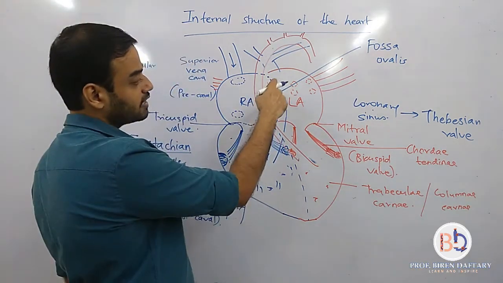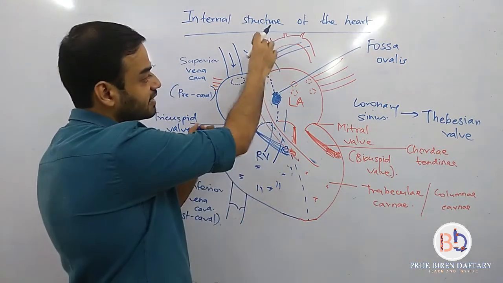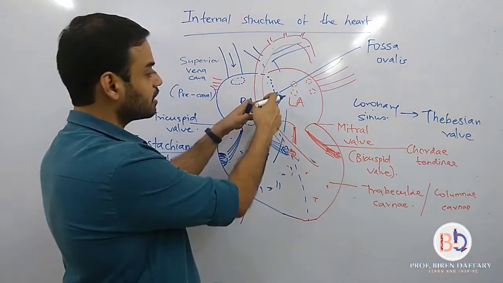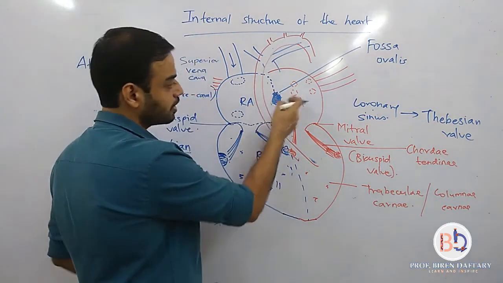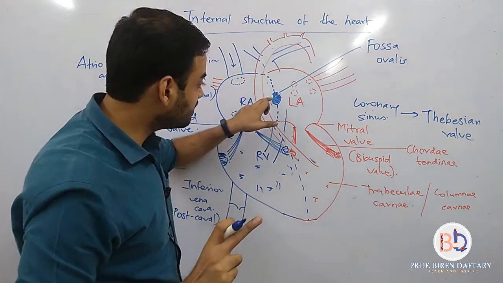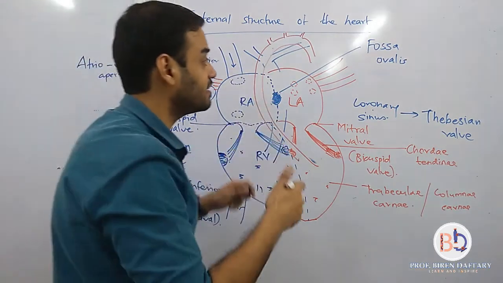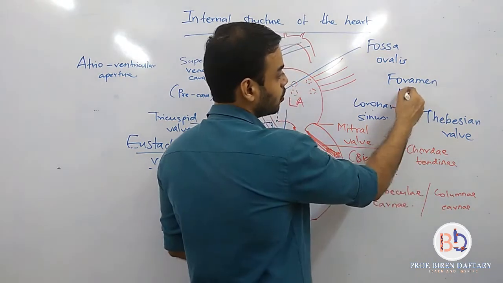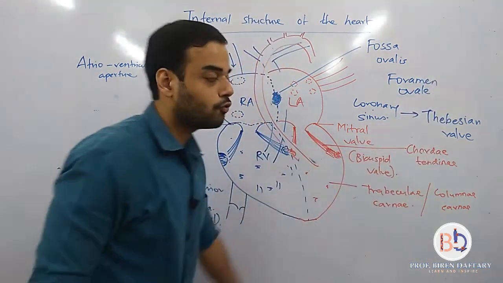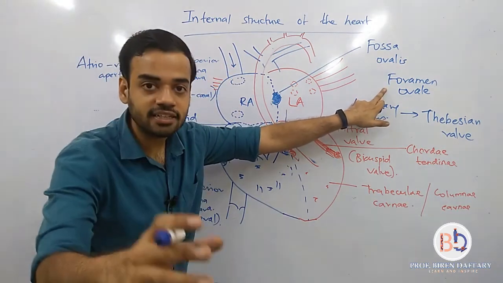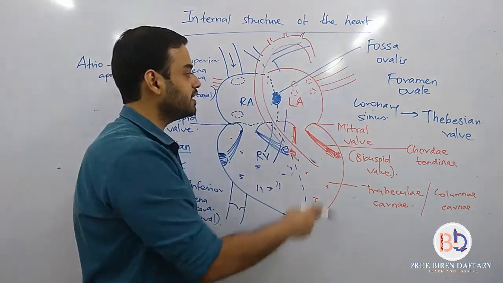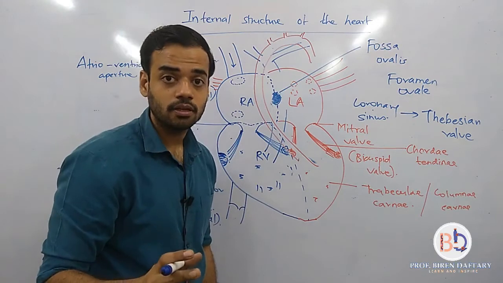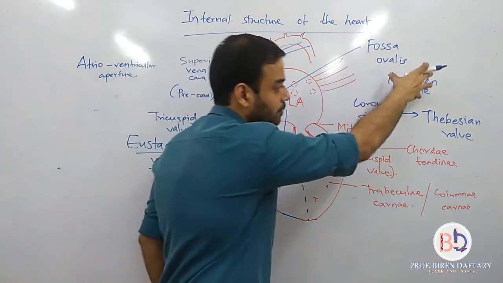So that is why it is called a remnant. That opening is now sealed, just like the ligamentum arteriosum, which was earlier the ductus arteriosus, it is now sealed. Similarly, fossa ovalis is sealed, and in a newborn child, the blood cannot flow from here to here. But this was earlier called foramen ovale. F-O-R-A-M-E-N O-V-A-L-E. Foramen ovale is present in the fetus. It is the opening between the right atrium and the left atrium present in the interatrial septum. So the original part is called foramen ovale.